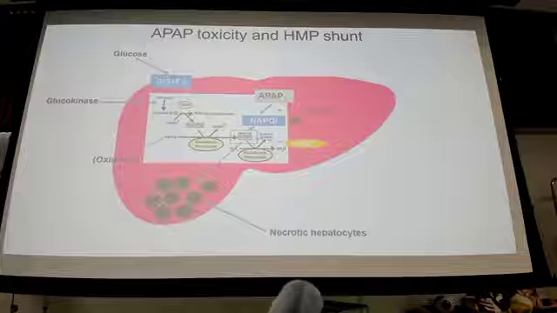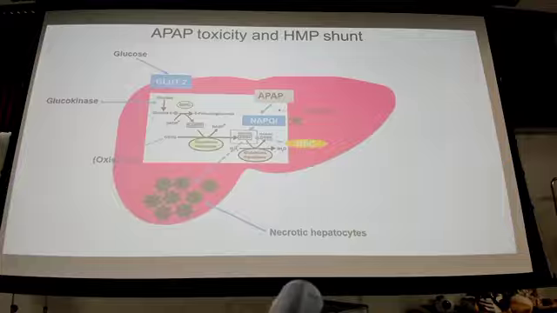The 2-GSH is the reduced form of glutathione, which is our free radical scavenger. Yes.